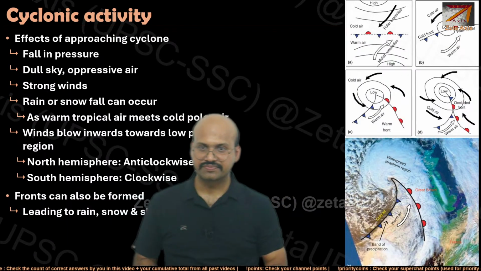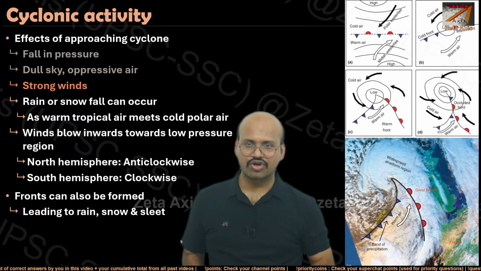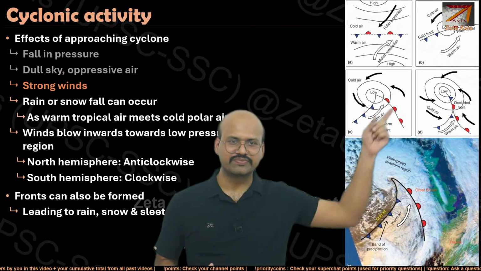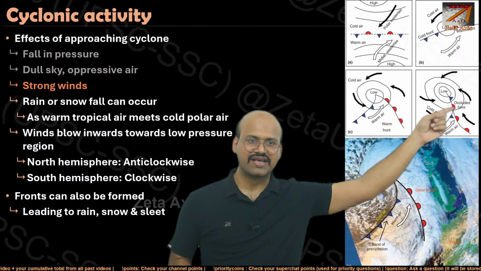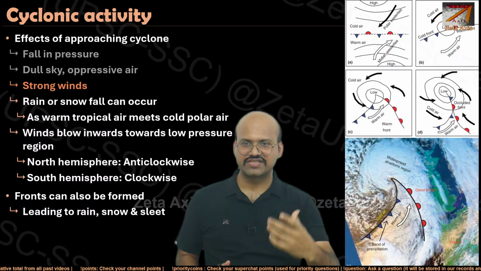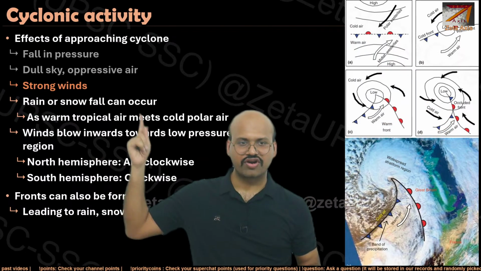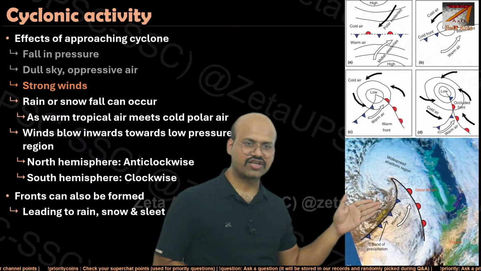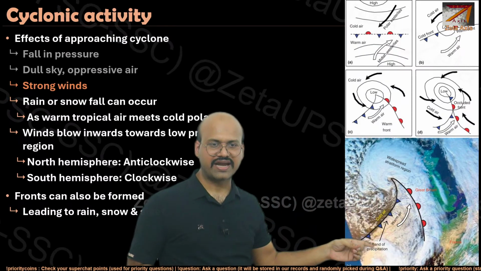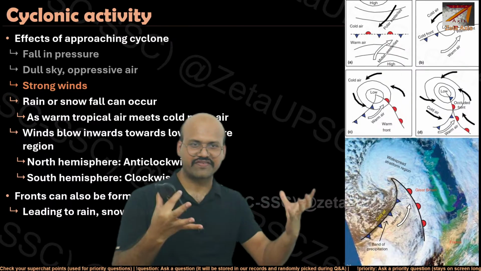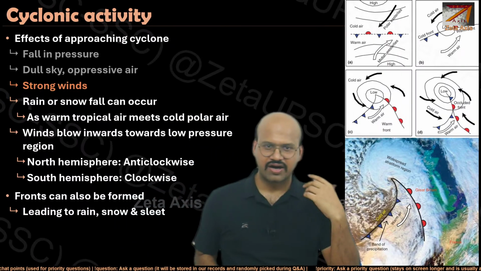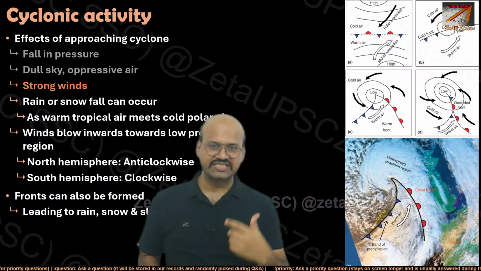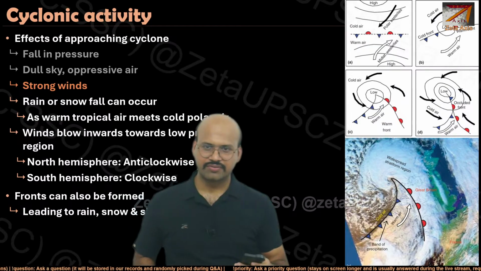Strong winds are there because there is a low pressure region and wind is moving. You can see there is this low pressure region and wind is moving around it. That is why you will see strong winds. Rain or snowfall can occur. We know that at the warm front as well as at the cold front, the air is rising up, especially at this cold front. The air is rising up at a very high velocity, which will give rainfall, and if there is a freezing climate, then it will give snowfall.